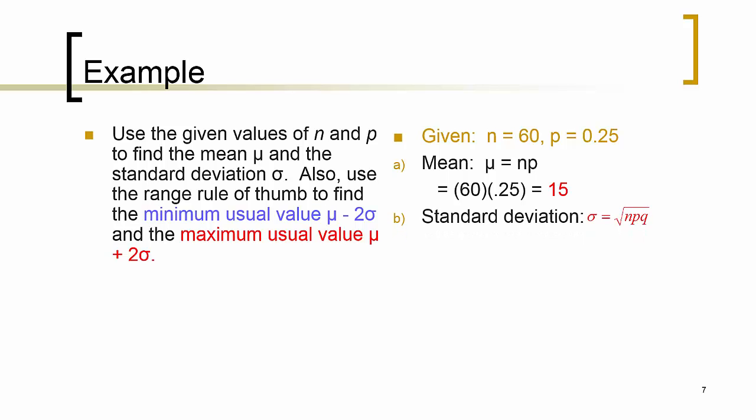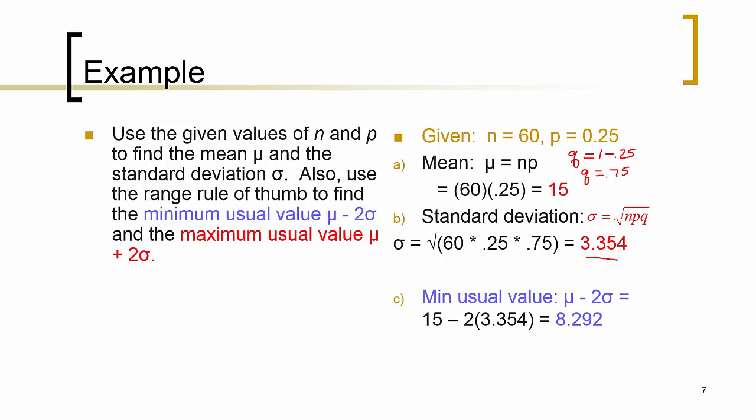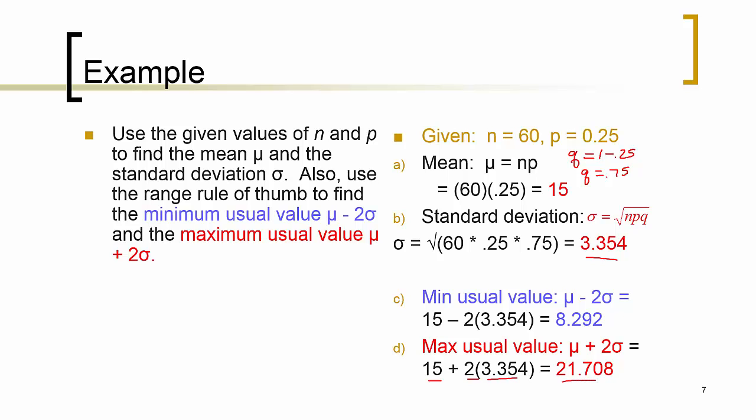The standard deviation, sigma, is equal to the square root of n times p times q. So that would be the square root of 60 times 0.25 times 0.75. So if p is 0.25, q is 1 minus 0.25, which is 0.75. So that gives me the standard deviation of 3.354. The minimum usual value is the mean minus 2 standard deviations. So 15 minus 2 times 3.354 is 8.292. The maximum usual value is the mean plus 2 standard deviations. So 15 plus 2 times the standard deviation is 21.708.